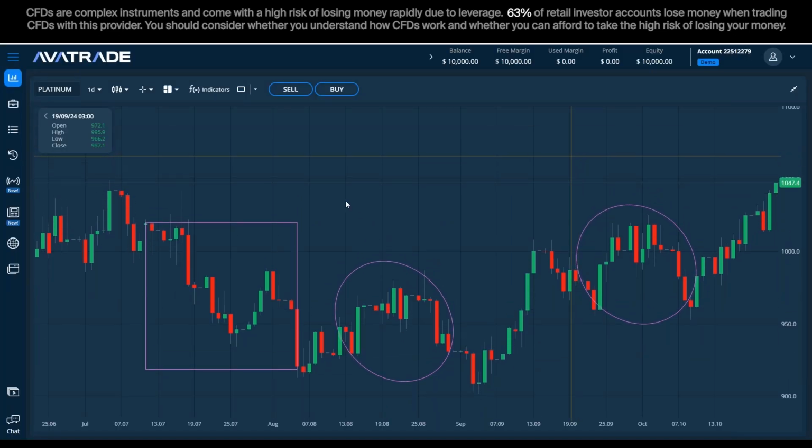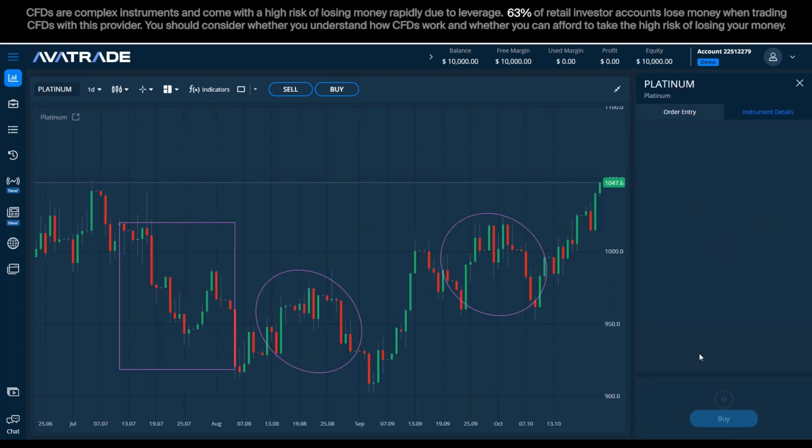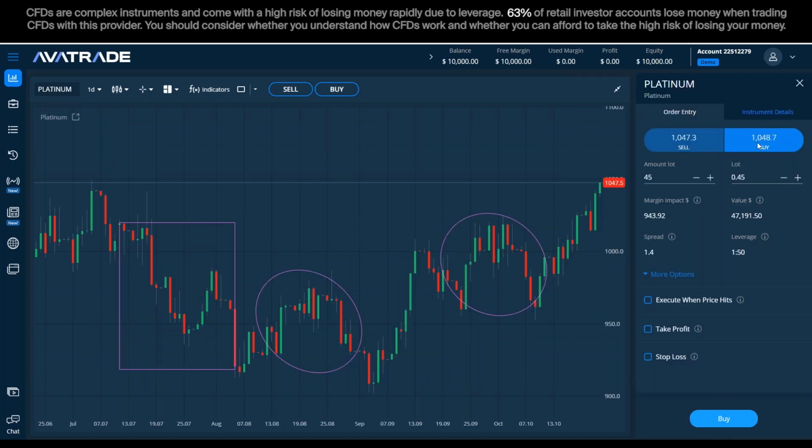And now let's get to work. So we have here the sell and the buy. It doesn't matter if I click sell or buy to get the sidebar to open. So let's go with a buy because I can always change it.